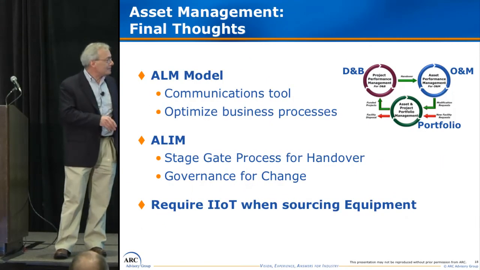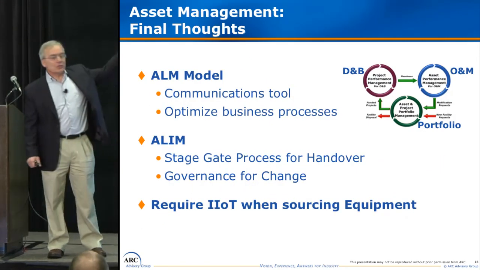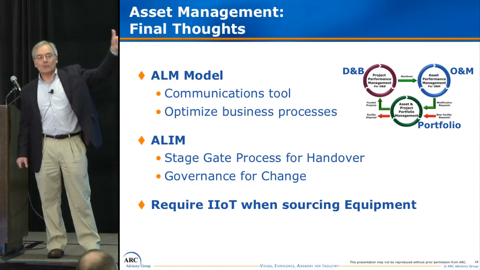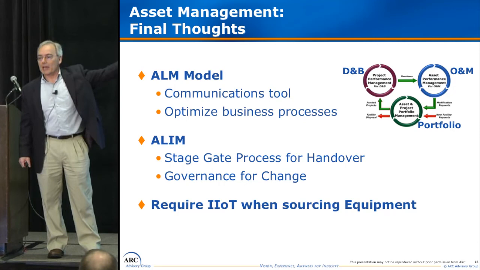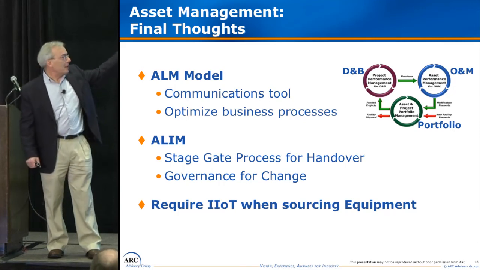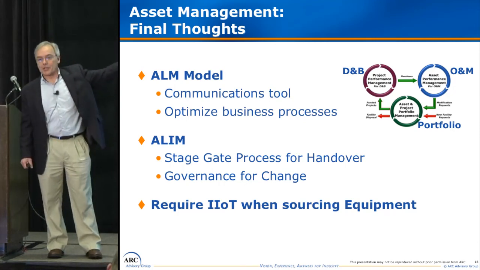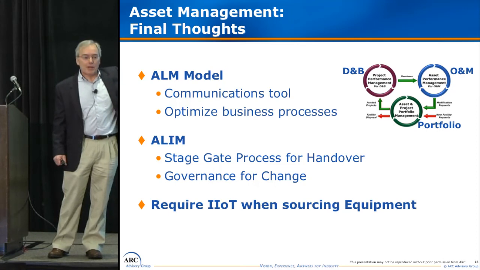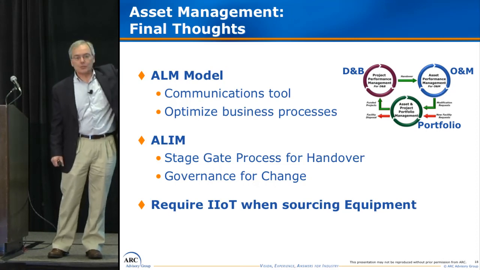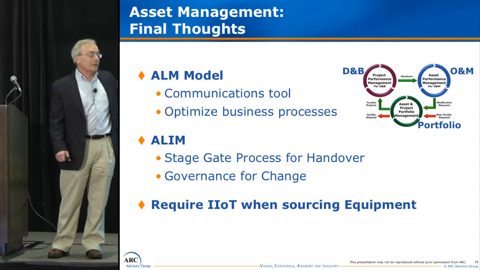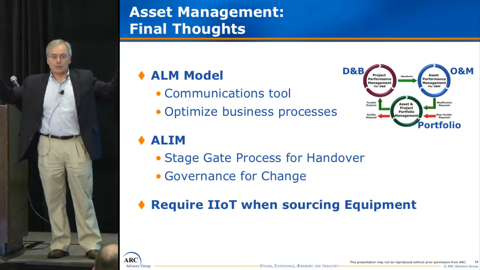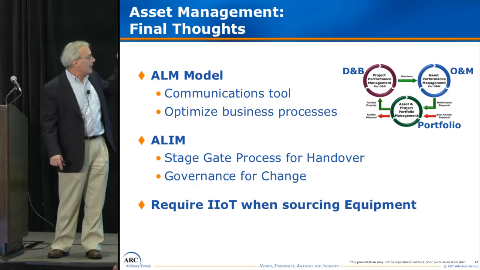So just summing up. Use the ALM model, the 3 circles, as a communication tool when you're talking to people who are not familiar with asset lifecycle management. I think you'll have much better conversations explaining to them the business processes of ALM. And use it to optimize your processes. Not only the processes within each one of those circles, but the ones where there's a huge amount of waste, which is between the circles, in particular handover.